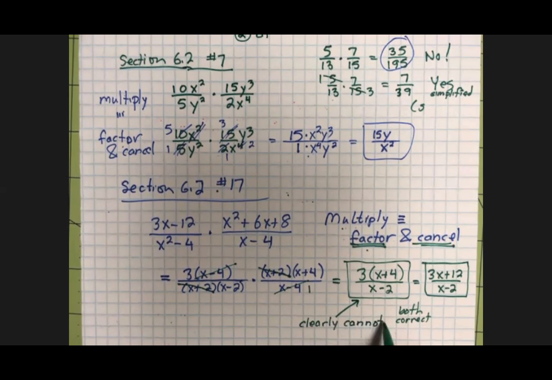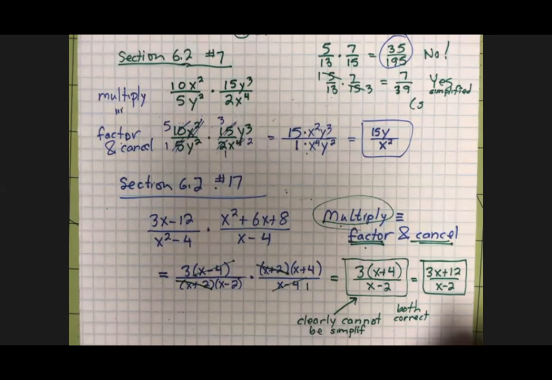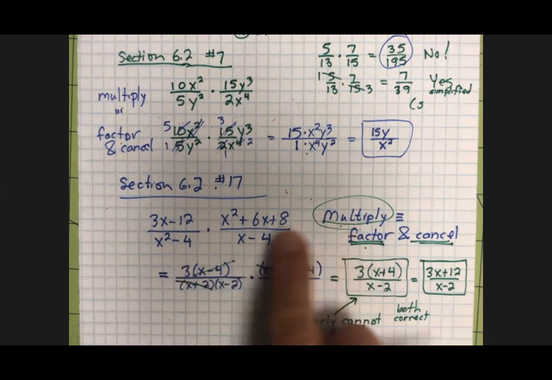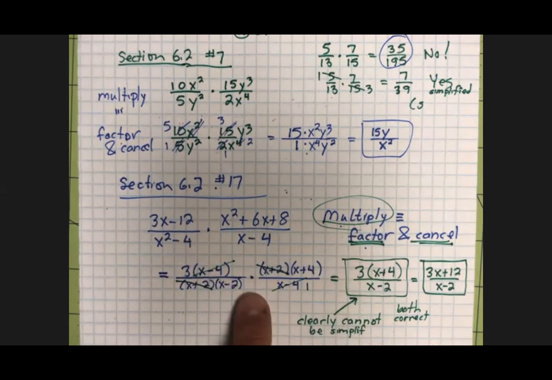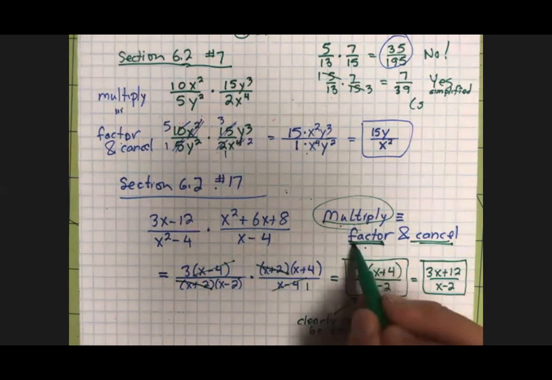And so that makes this answer a little bit more professional, if you want to say it that way. So let's look at this word. Did I ever multiply once in this whole dumb problem? No. When you are multiplying or dividing rational expressions, actually, you're just factoring and canceling.